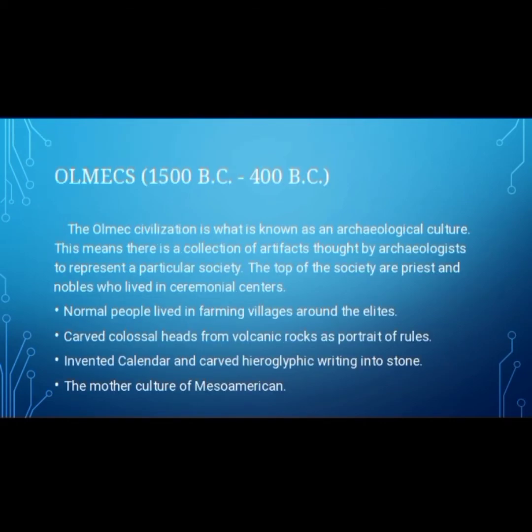Olmecs, 1500 before Christ to 400 before Christ. The Olmec civilization is known as an archaeological culture. This means there is a collection of artifacts thought by archaeologists to represent a particular society. At the top of the society are priests and the nobles who live in the ceremonial centers. Normal people live in farming villages around the elites. They carved colossal heads from volcanic rock as portraits of rulers. They invented a calendar and carved hieroglyphic writing into stone.